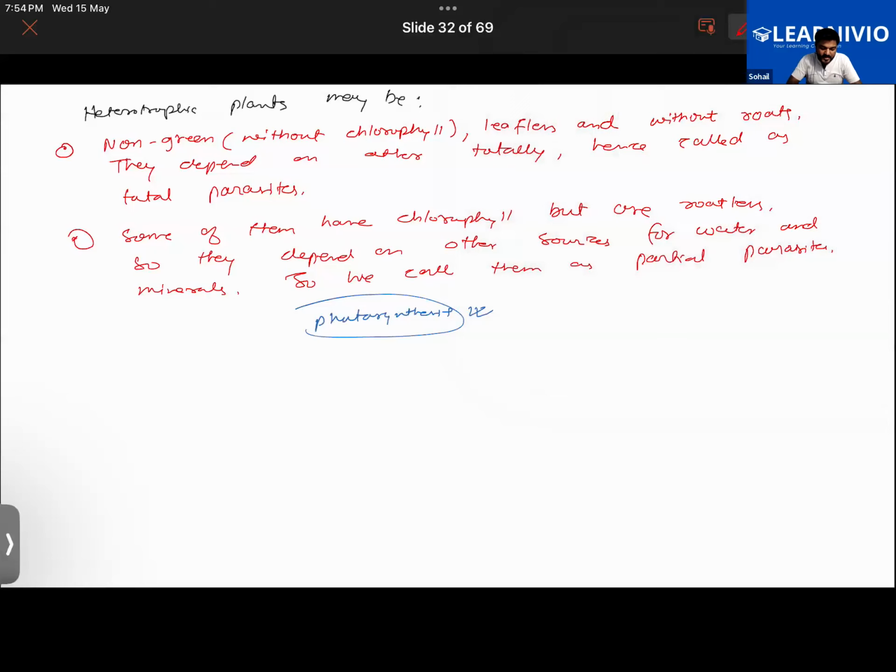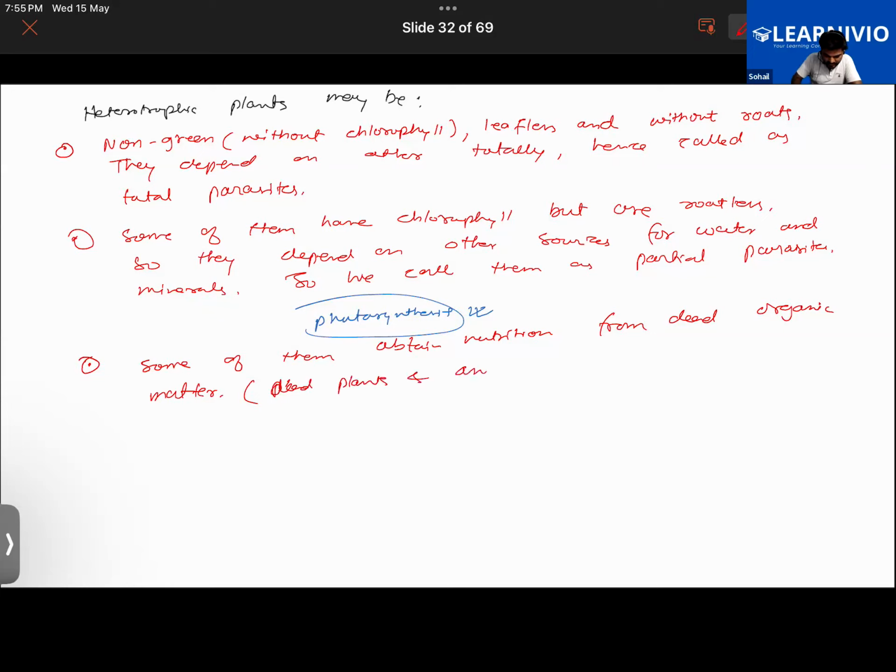Now, some of the heterotrophic plants we are going to study would be depending upon dead organic matter. They would be feeding upon dead organic matter, dead plants and dead animals, and obtain nutrition from them. So they will have a saprophytic mode of nutrition. Some of them obtain nutrition from dead organic matter. Hope you guys are getting it. What do I mean when I say organic matter? Here it would be dead plant and animal matter. We call them saprophytes.